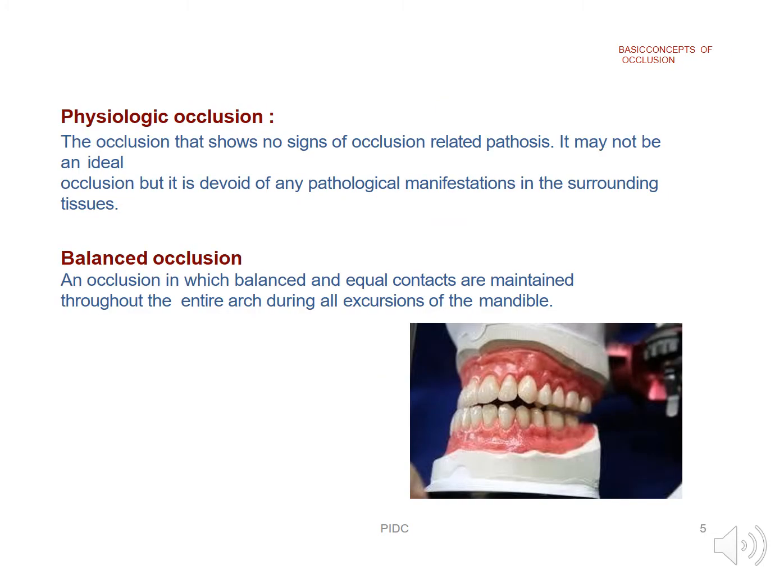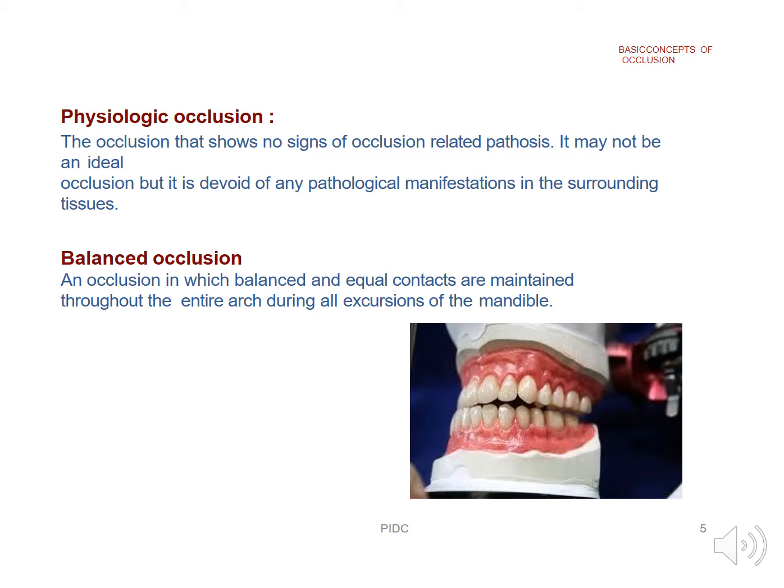Secondly is the physiologic occlusion. This occlusion shows no sign of occlusion-related pathosis, such as traumatic occlusion or crossbite. It may not be an ideal occlusion, but there will be no other pathological manifestation in the surrounding tissue, such as ulcer or gingival recession.